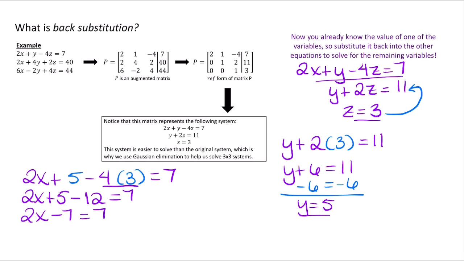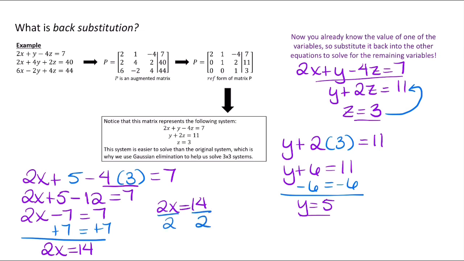So now when we solve for x, we're going to add 7 to both sides, and that gives us 2x equals 14. And then with 2x equals 14, we solve for x by dividing both sides by 2. So when we divide both sides by 2, we get x equals 7. Okay, so now we can finally put all these pieces together, and we have our solution, which is 7, 5, 3, our ordered triple. So that's all the steps you need to solve this system using Gaussian elimination.